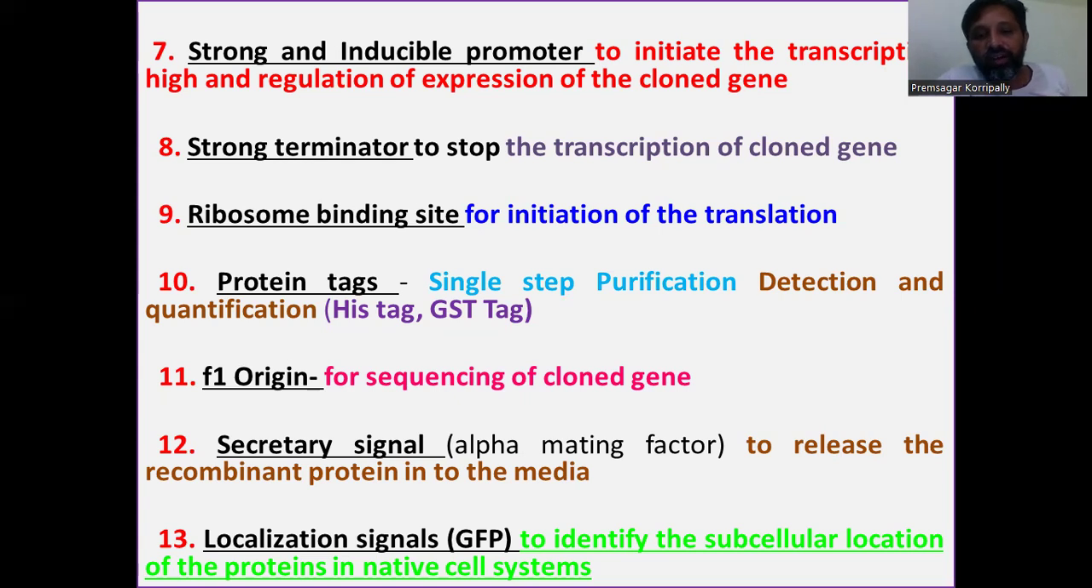So these are the 13 different features, but all of them may not be there in the same vector. Depending on your need, you can choose the vector with these features. I'll show you different vectors with different features in the next slide.